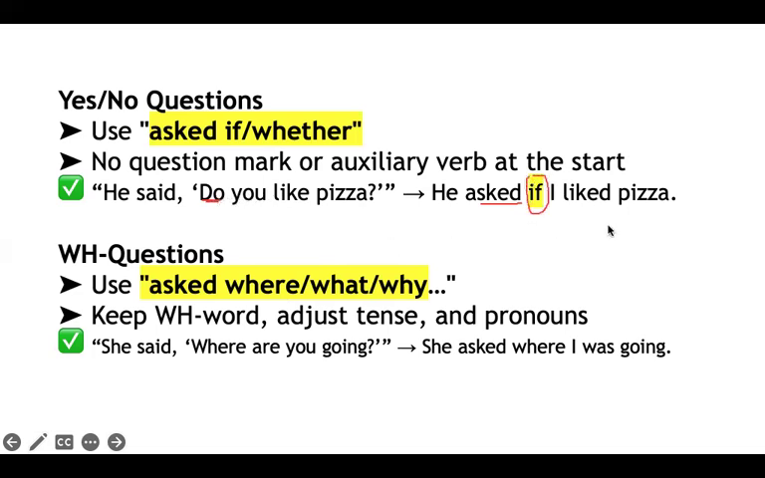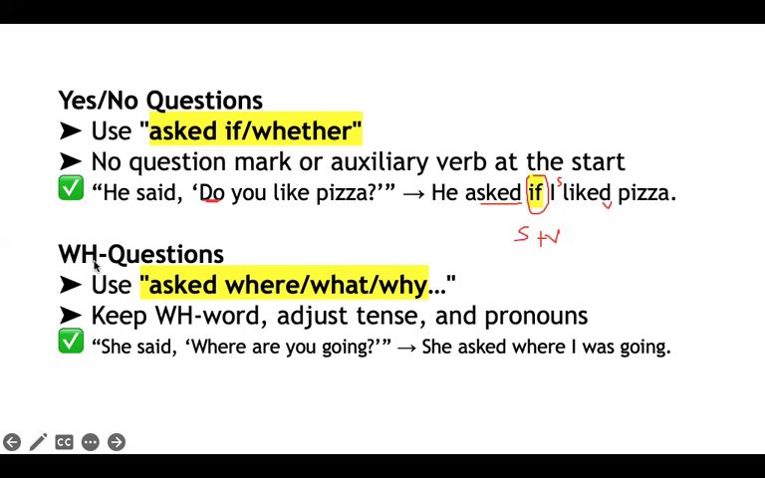And second is to change it to statement. Statement means subject will come first and then will come the verb. Like, do you like pizza? He asked if I liked pizza. I, subject, will come soon after if, and then liked, verb. This is the statement form.